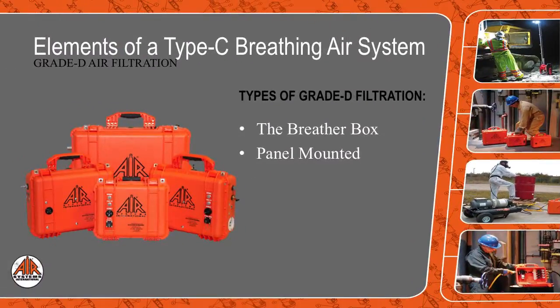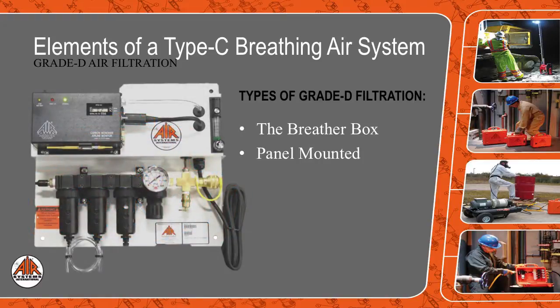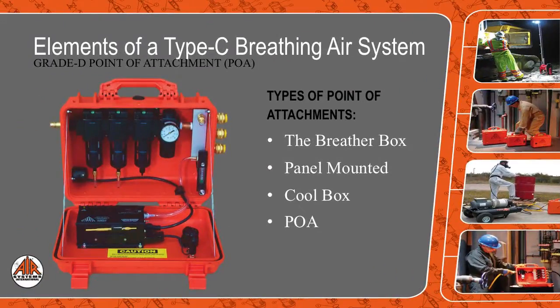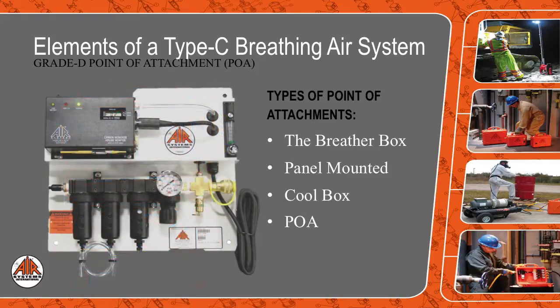The filtration element of the Type C breathing air system creates grade D breathable air with carbon monoxide monitoring as defined by OSHA 1910-134, CGA G7.1 in the USA, and Z180.1 in Canada. Once we've compressed, filtered, and monitored the air, it needs to be distributed to the workers. Air distribution is done by point of attachment devices, POAs.